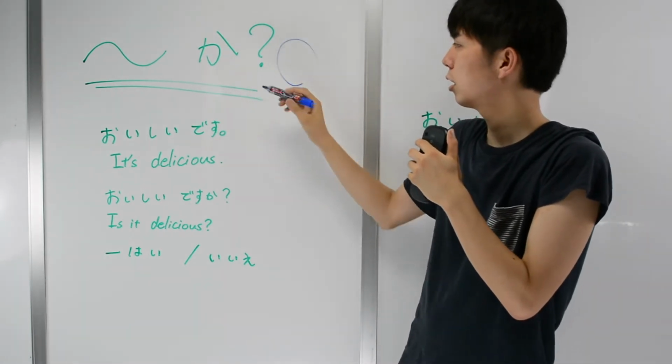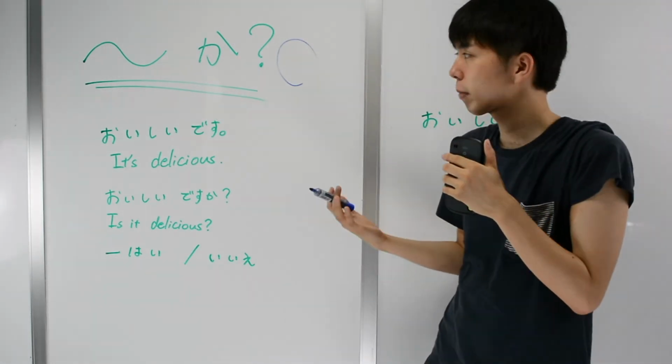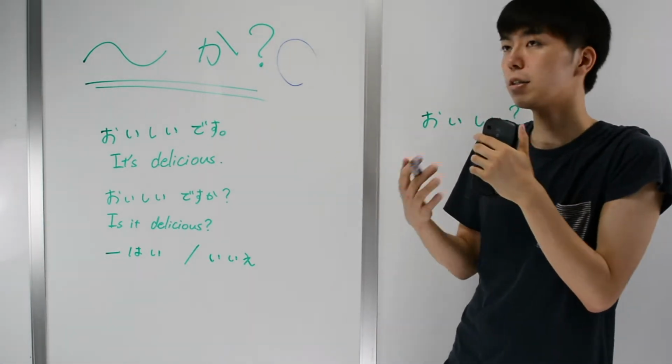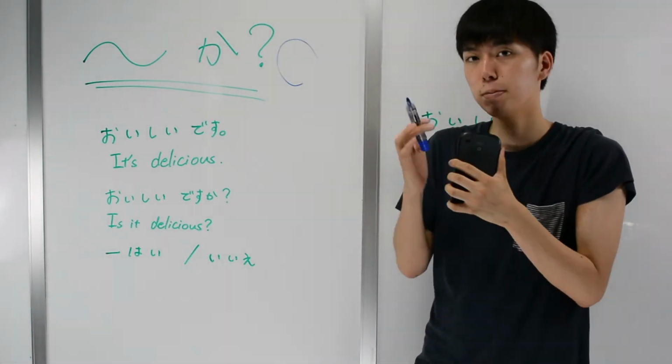In this lesson, let's learn how to use ka. Ka is a particle which is used to make a question in Japanese. So yes, let's practice it.